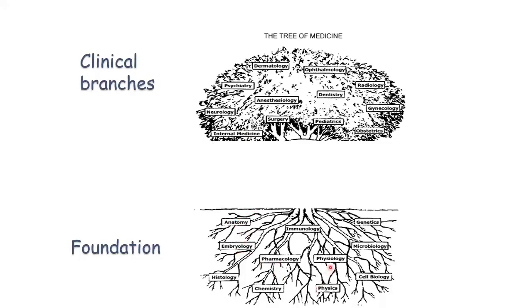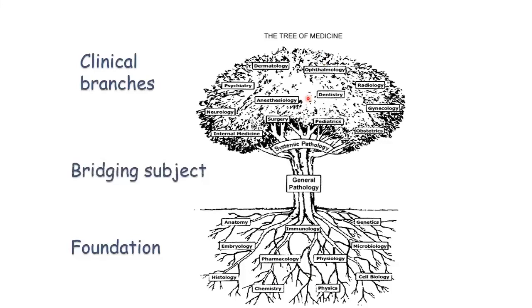And we have the foundation, and the foundation is the root of the tree. The root of the tree shows these foundation subjects or basic sciences: anatomy, embryology, pharmacology, physiology, microbiology, cell biology, histology, chemistry, physics, genetics. All these are the normal foundations and the normal subjects of the normal human being. What is the bridging subject between the foundation and the tree of medicine, the clinical branches?